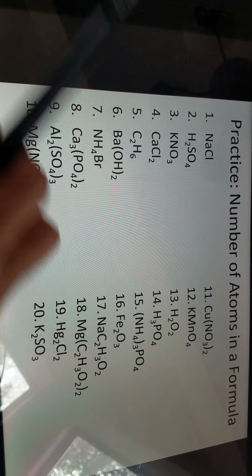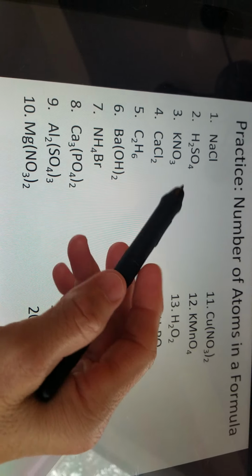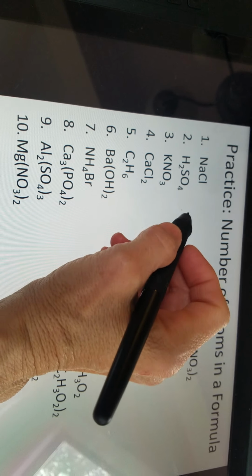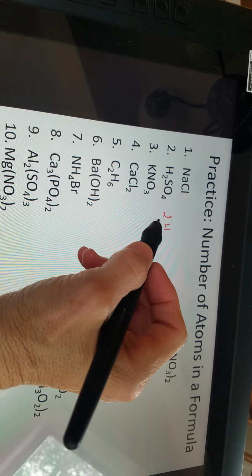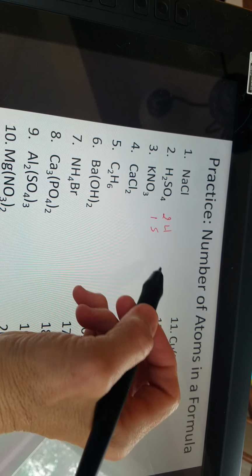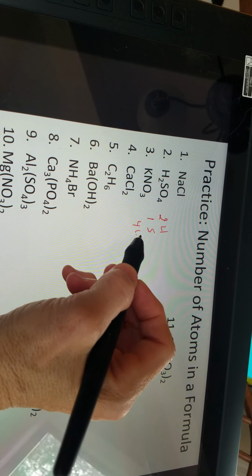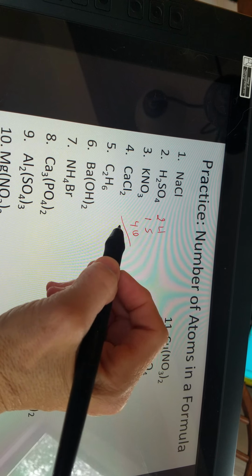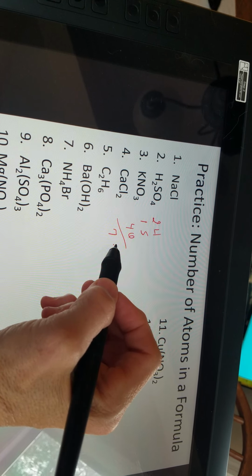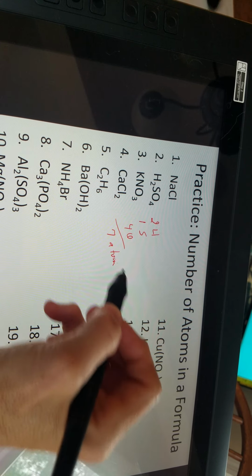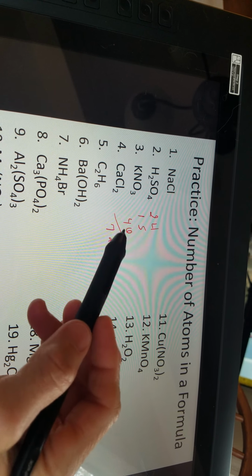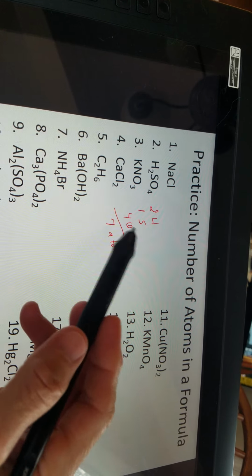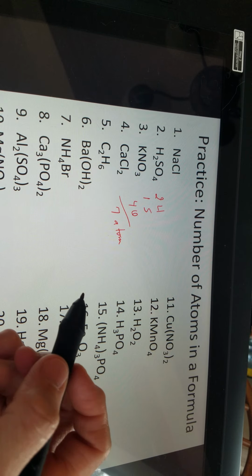So let's look just at a couple of these. If we look, for example, at number 2, you can see that you have 2 hydrogens in your H2SO4. You have 1 sulfur, and you have 4 oxygens. And if you add all that together, that's going to be 7 atoms of elements in this particular compound. But it is more important that you understand how many of each of the atoms you have, because that's what you're going to use when you're getting your gram formula mass.